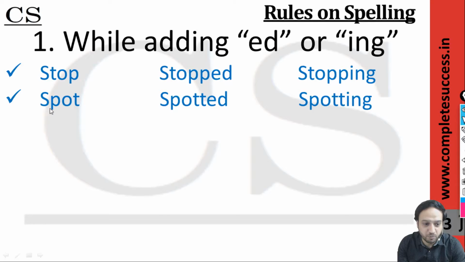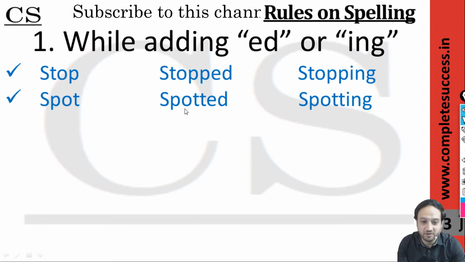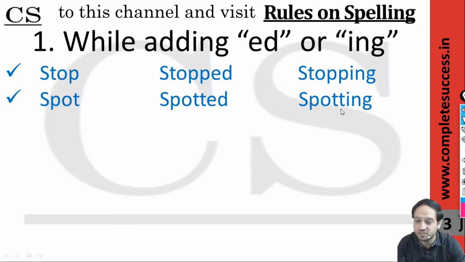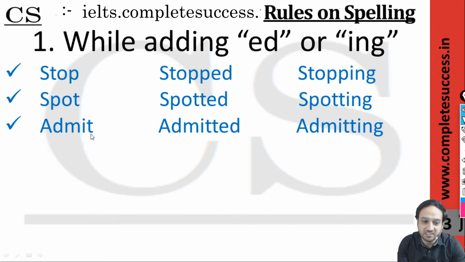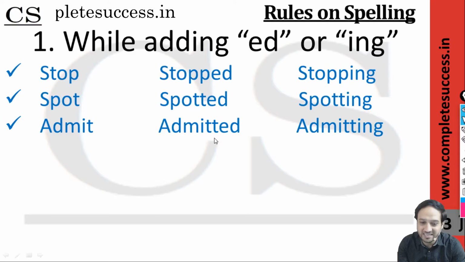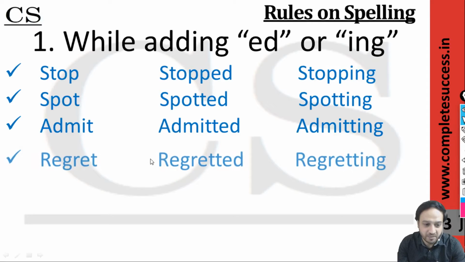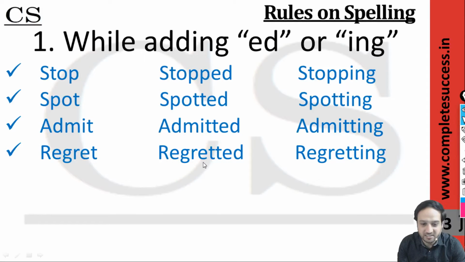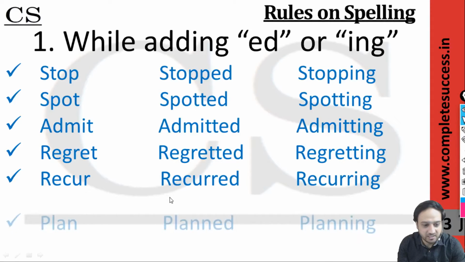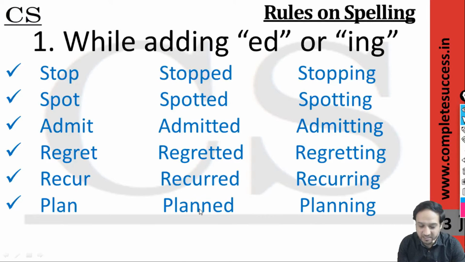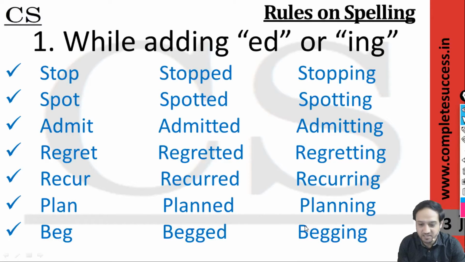The next word is spot, S-P-O-T. Before T there is a vowel called O. So when we add ed or ing to the word spot, it will become spotted with double T and spotting with double T. The next word is admit. Similarly, before T there is I. So when we add ed and ing to the word admit, we have to double the last consonant, which is T. So similarly, regret is regretted, regretting, recur, recurred, recurring, plan, planned, planning, beg, begged, begging.